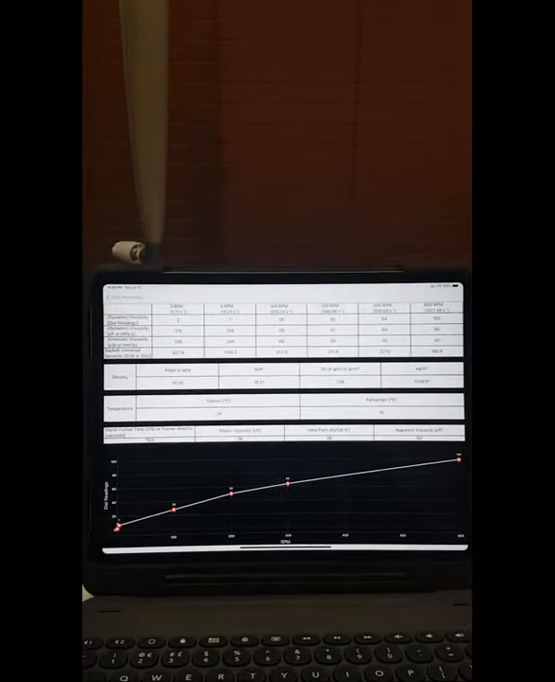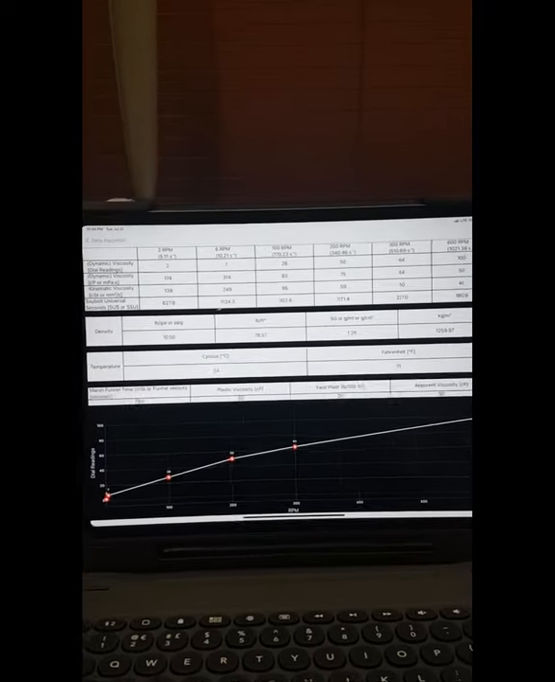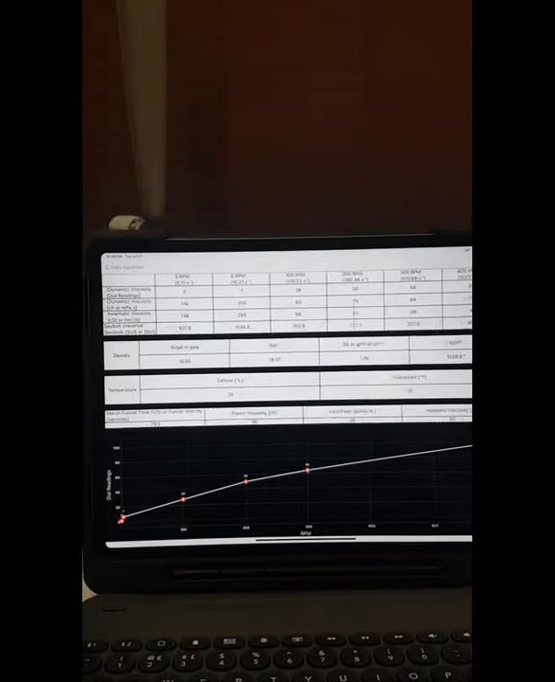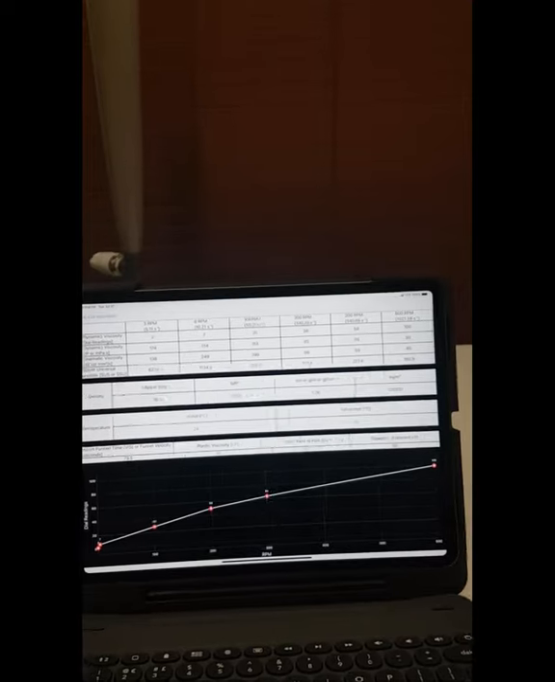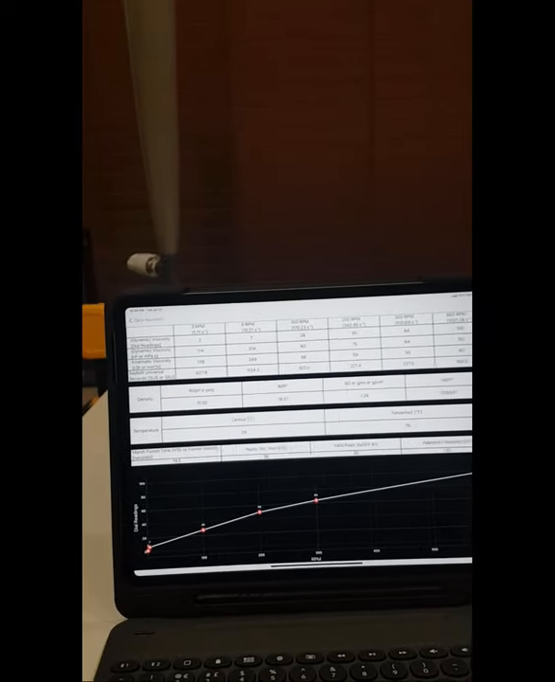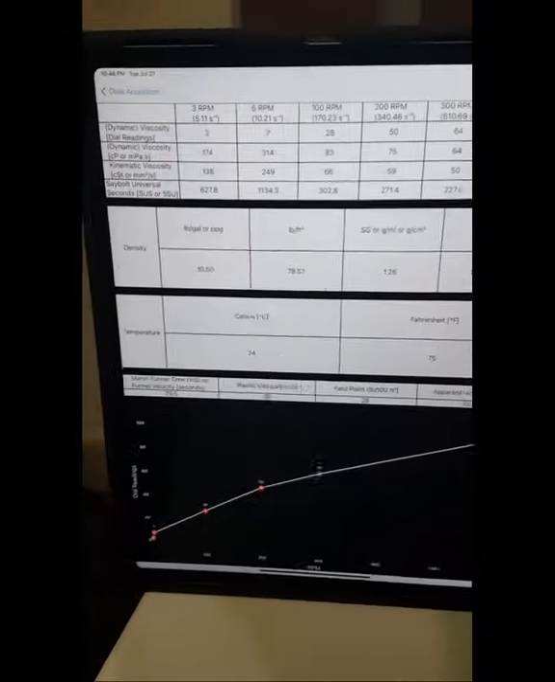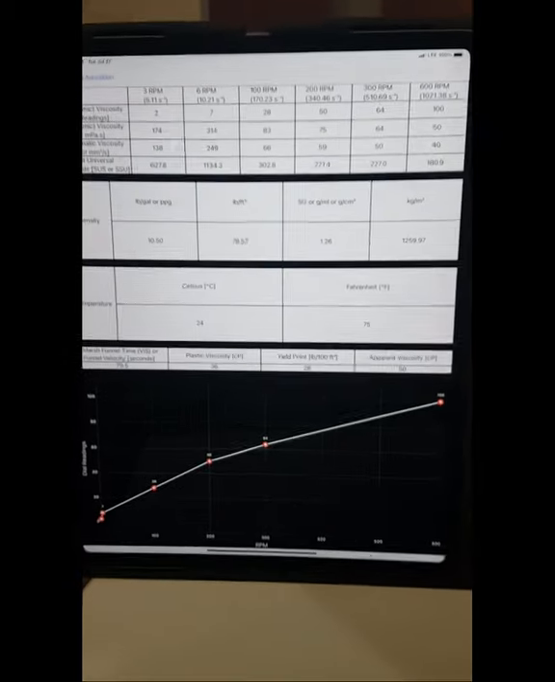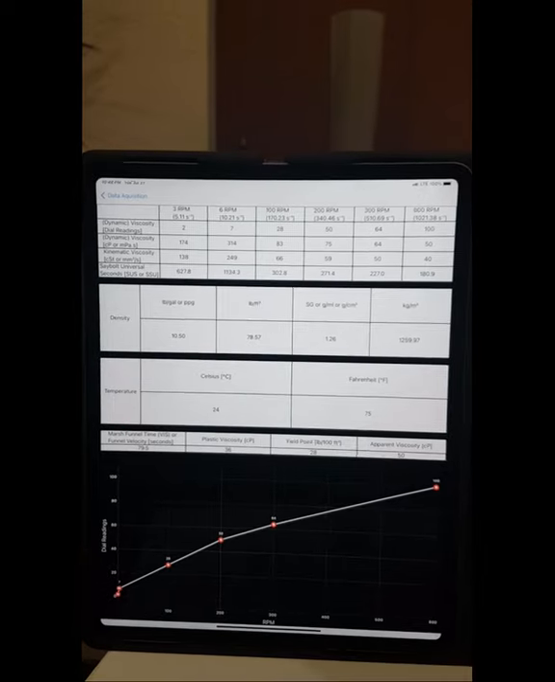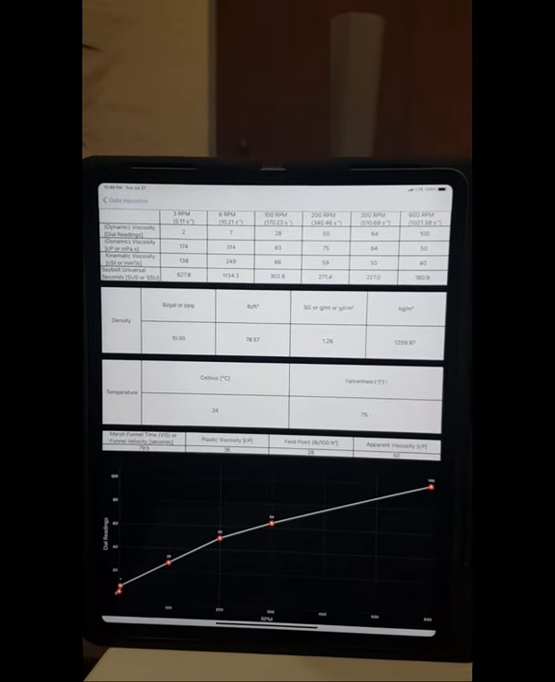The measurements reported include density, kinematic and dynamic viscosities at different shear rates, temperature, Saybolt Universal Seconds, Marsh funnel viscosity, plastic viscosity, yield point, and apparent viscosity. The device can also be used to measure the gel strength at the desired time interval. The data can be transmitted easily to a designated data acquisition system.